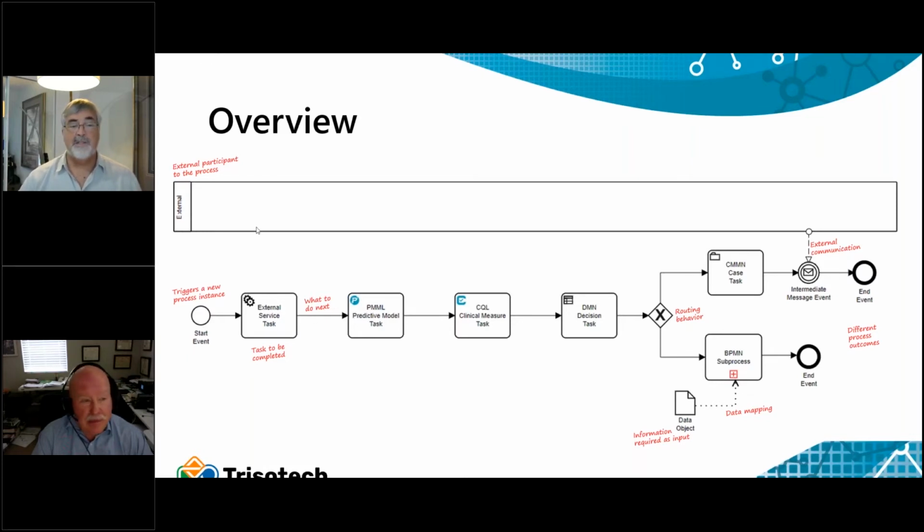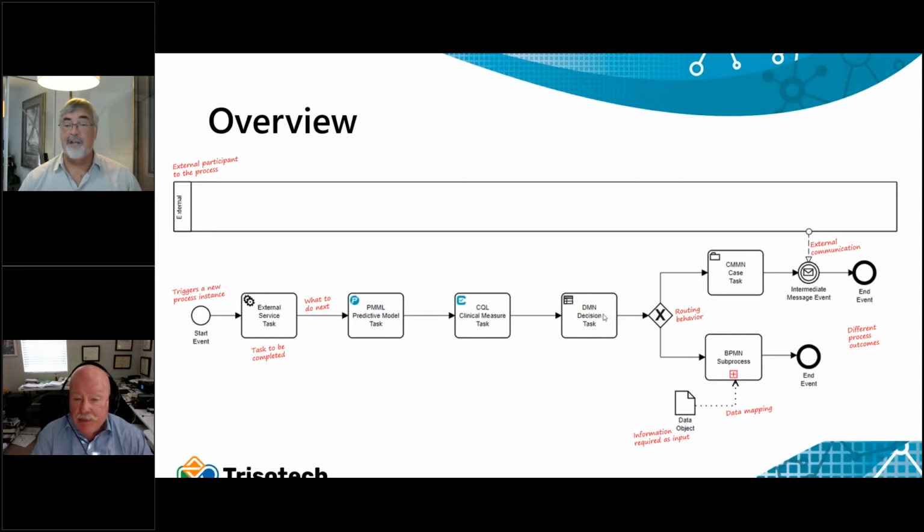If we read through this, we have a trigger event that starts this automatable guideline. We then do a task or an activity that needs to be completed. Here, it's an external service that is called. The arrow shows us what should come next. So for example, here we're calling an AI model or machine learning model using the PMML standards. We then move on to another task, which is calling to obtain a clinical measure. And this particular clinical measure is done using the CQL standard from HL7.